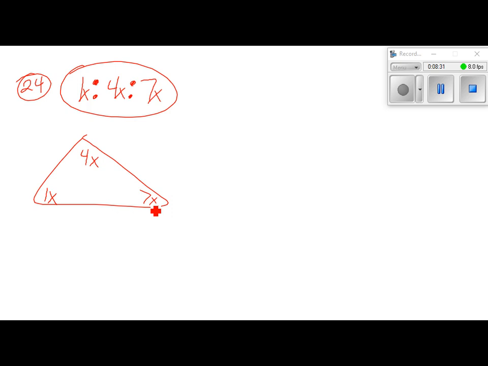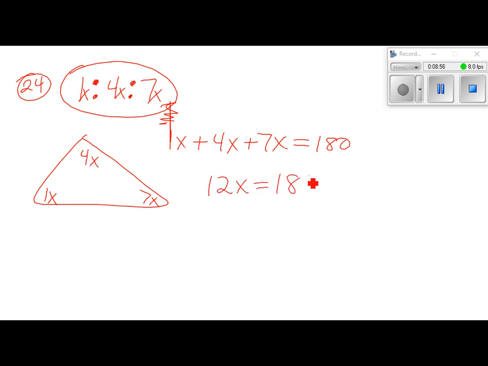Can I set up an equation from all that? What would it be? 1x plus 4x plus 7x, those are the three angles of that triangle. They should equal 180. What's 1x plus 4x plus 7x give us? 12x. Everybody agree with that? 12x equals 180. Have your calculators out. Divide both sides by 12. 15. So that means x is 15.